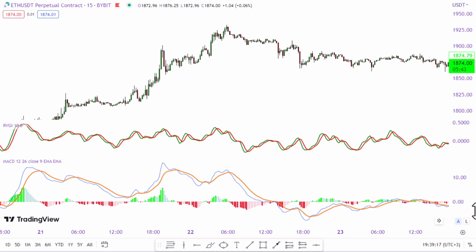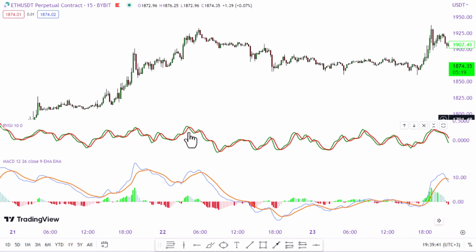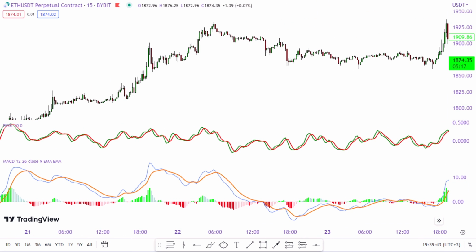When the MACD line crosses above the signal line, it is considered a bullish signal to buy, while a cross below the signal line is considered a bearish signal to sell. Traders also look for divergences between the MACD and the price chart to spot potential trend reversals. Here are some other examples of the relative vigor index and the moving average convergence divergence, so let's say MACD trading strategy.